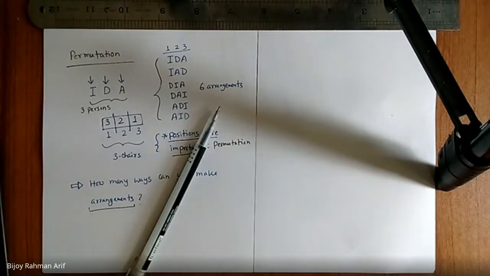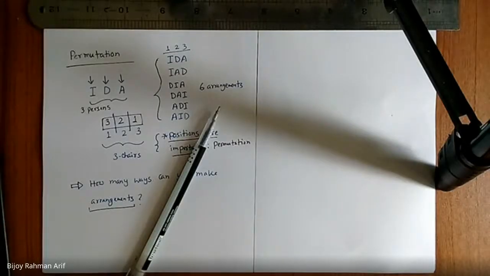3P1 into 2P1 into 1P1, which is 3 into 2 into 1. What is that? No, 3P1 into 2P1 into 1. Oh, very complicated. This is why I said you might know the answer, but the concept is not clear.